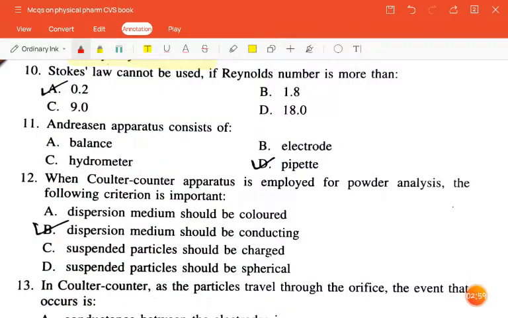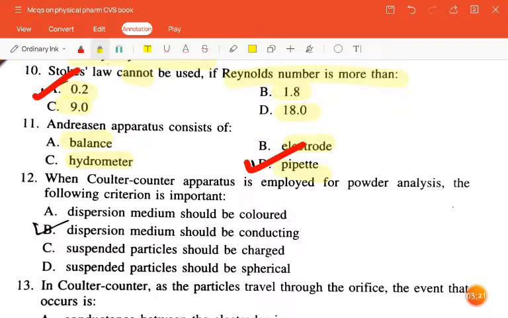Question: Stokes law cannot be used if Reynolds number is more than 0.2, 1.8, 9.0 or 18. So the correct answer is 0.2. The next question is: Andreasen apparatus consists of balance, electrode, hydrometer or pipette. So the correct answer is pipette.